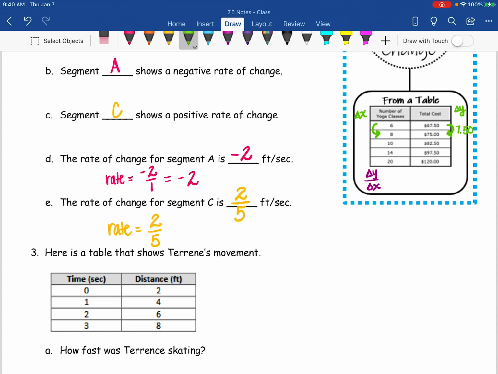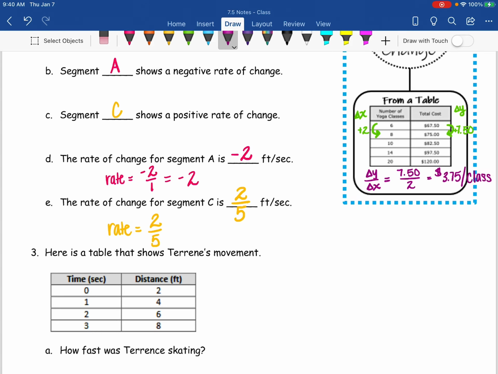between those two numbers. And it's important that you put a plus sign there so that we know that we're adding and not subtracting. And then I'm going to look over at my x column, and from 6 to 8, I'm increasing by 2. So when I go to find my slope, I take 7.5, I divide it by 2, and my rate is 3.75 per class. And we want to make sure that we have our units because we're talking about total cost per number of classes, so 3.75 per class.